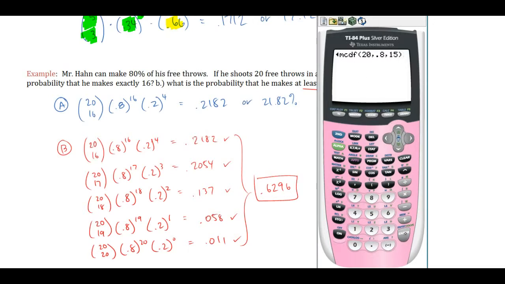And it'll put that in. It'll calculate. It's a 37% chance that he makes 0 to 15. But remember, we want 16 or more, so they have to add up to 1. So I could just subtract that answer from 1. And you see, we get a 62.96% chance that Han's going to make 16, 17, 18, 19, or 20 free throws. So you can play with it.